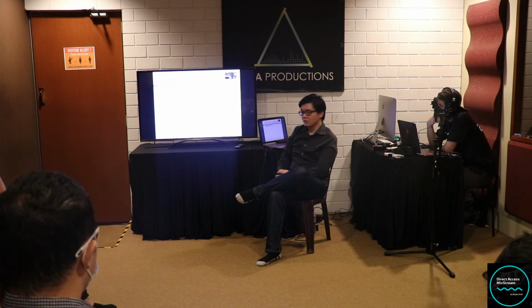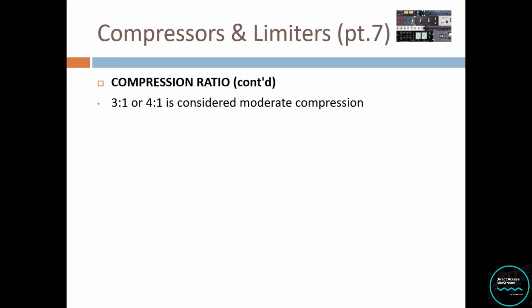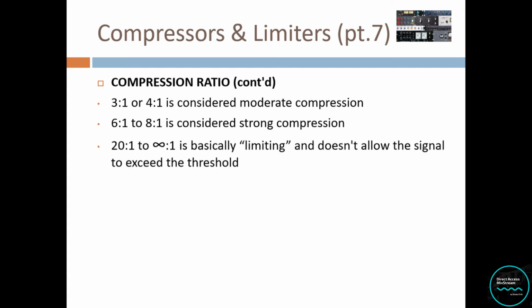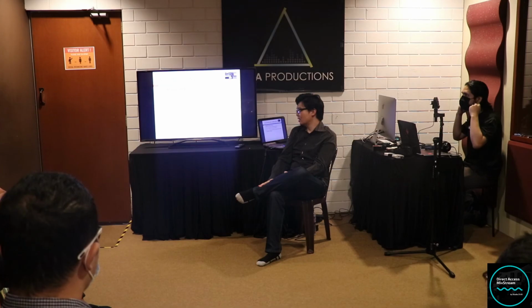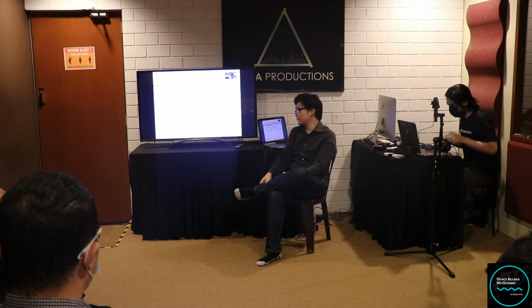Next part, still talking about ratio. 3-to-1, 4-to-1 is considered medium. 6-to-1, 8-to-1 is considered strong. There's no fixed value, it's just roughly. Now if you go to 10-to-1 or more, 20-to-1 or infinity, it's basically what we call limiting. Limiting is a hard limit. It's like, nope, you cannot exceed. There's no way of exceeding that level. So that's what limiting is.